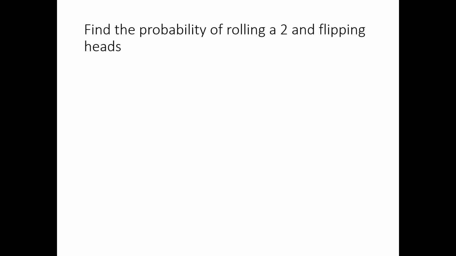So we want to find the probability of rolling a 2 and flipping heads. So event 1 is rolling our die. And we know that when we roll a die, it's possible to get a 1, a 2, a 3, a 4, a 5, or a 6. So we have one chance of getting a 2 out of 6 different possibilities. So we have a 1 out of 6 chance of getting the 2 that we desire.